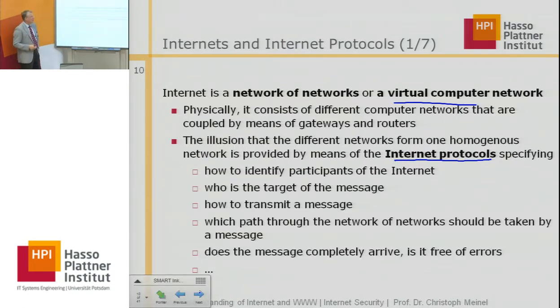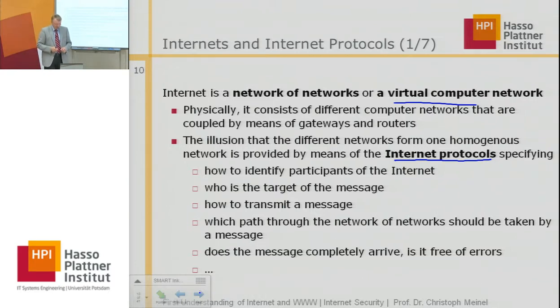So these internet protocols have to specify a lot of different things. They have to specify how the different participants can be identified. In each computer network, each computer has an address. But two computers in different computer networks can have the same address. If we interconnect these networks to form an internet, then of course these two computers with the same hardware address need different internet addresses. So the internet protocols need to specify how participants of the internet are identified.